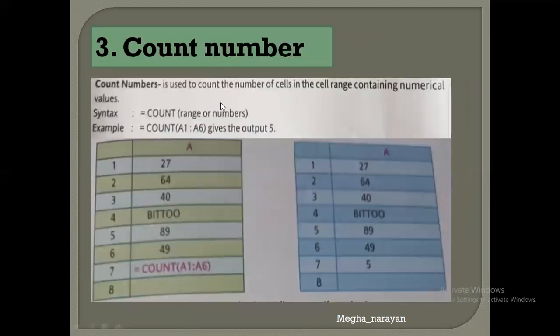Next is count number. Kindly note, this function is used only to count numerical values, numbers. It will only count the numbers. So in this example, it will be counting only the numbers in the particular range. If I am giving the count from A1 to A6, it will count only those cells which have numbers. This particular text will not be counted. How many numbers are there? 1, 2, 3, 4, and 5. So the answer will be 5. So this was the function to count the numbers.